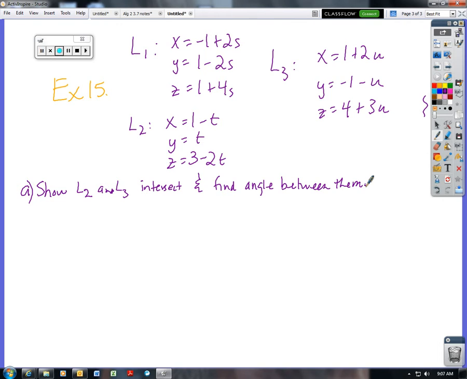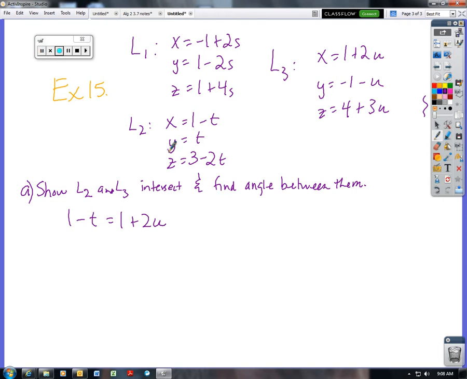Okay, so to show that they intersect, that means that they meet at a point. So, L2 and L3. What we can do is set the x's equal to each other. If they're going to intersect, then they equal each other. So we're going to do 1 minus t equals 1 plus 2u. So I'm setting the x's together. But that's two unknowns, so I need another equation.